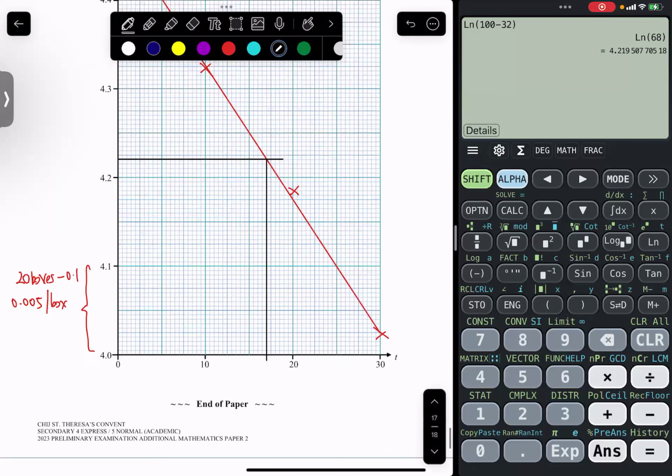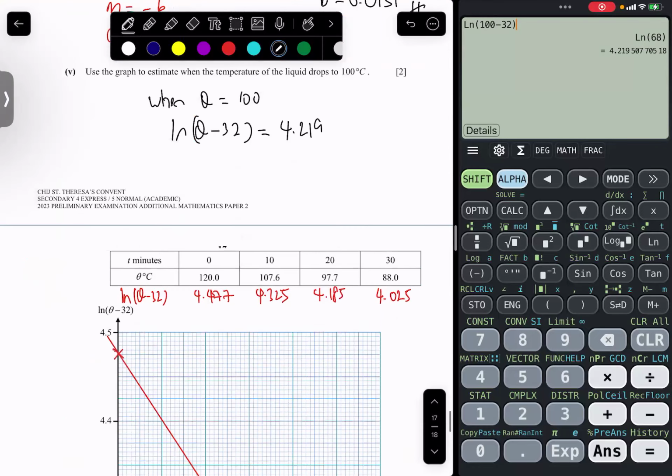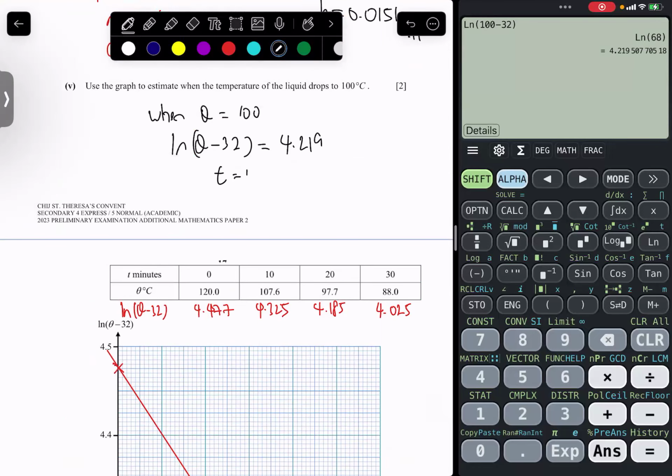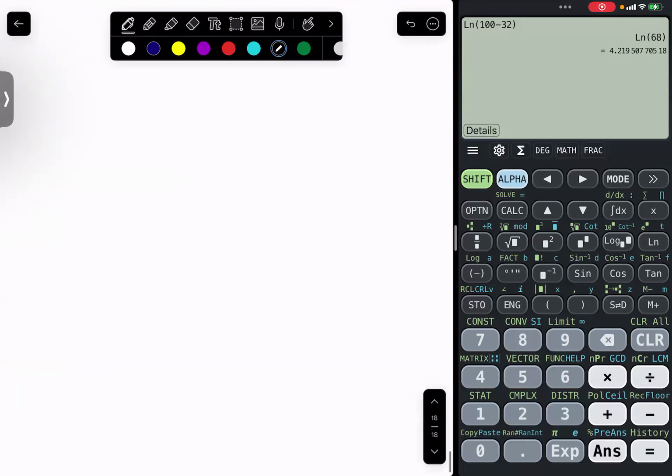Time would be 10. So this is 20 boxes, 10 minutes. So one box is 0.5 minutes. So this is 15, 16, 17. So 17 minutes. So t equals to 17 minutes. Okay, that's all.